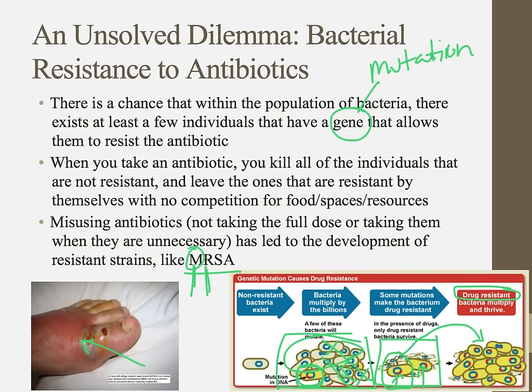So methicillin-resistant Staphylococcus aureus is a type of bacteria that particularly likes to infect skin. It doesn't matter what I take, I cannot get rid of this. So again, part of that blame is on the bacteria just for having those mutant genes, and part of that comes from human behavior, specifically not taking full doses.